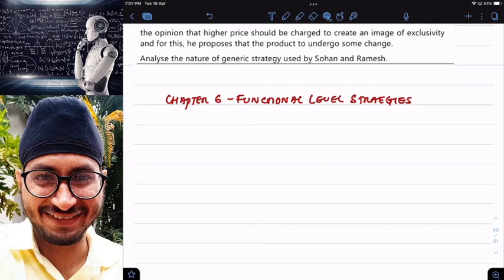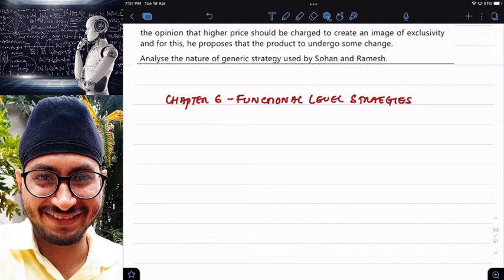Corporate level strategies are applicable for which level of management? Top level management or corporate level management.